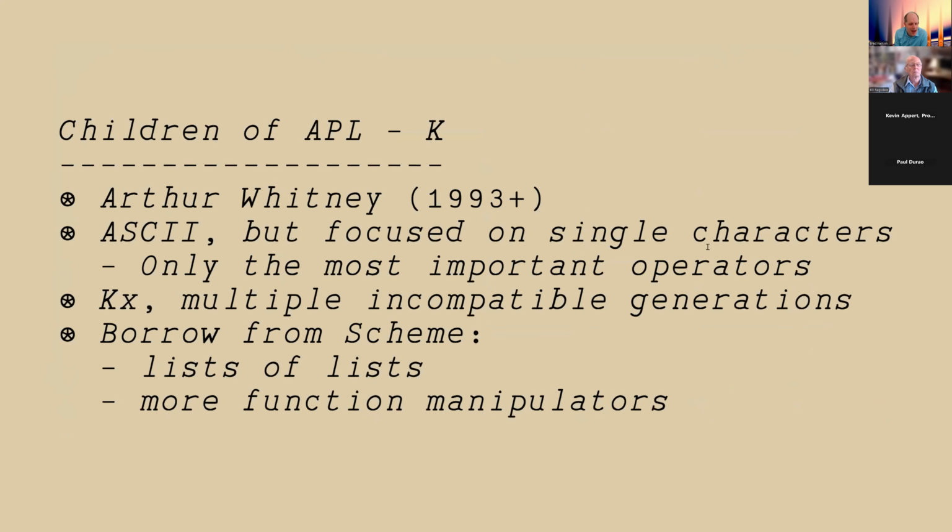And then you get K, which is Arthur Whitney's creation, and it's ASCII, but it focuses on really just picking the most important operators, trying to give them single symbols. And he's gone through many iterations of this. K is not one language. It's got this KX. There's K1, 2, 3, 4, I think maybe up to 9, of multiple sort of incompatible generations where he's sort of futzing with what are the core operations here? Do you really need quite so many symbols?